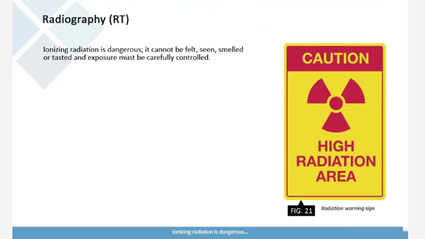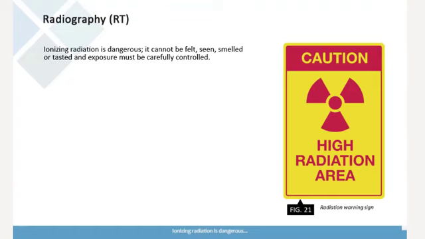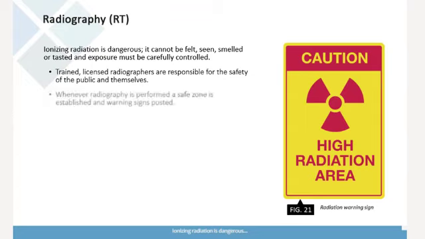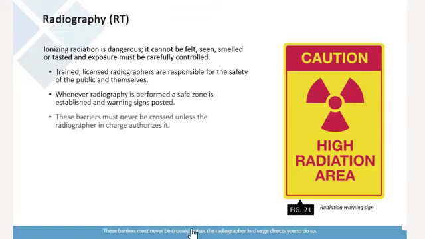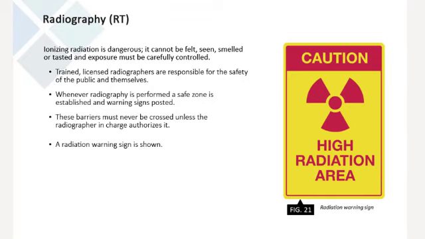Ionizing radiation is dangerous and exposure must be carefully controlled. Radiation cannot be felt, seen, smelled or tasted. Trained, licensed radiographers are responsible for the safety of the public and themselves. Whenever radiography is performed, a safe zone is established and warning signs posted. These barriers must never be crossed unless the radiographer in charge directs you to do so. A typical radiation warning sign is shown.